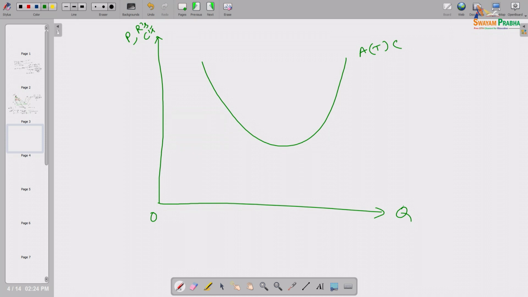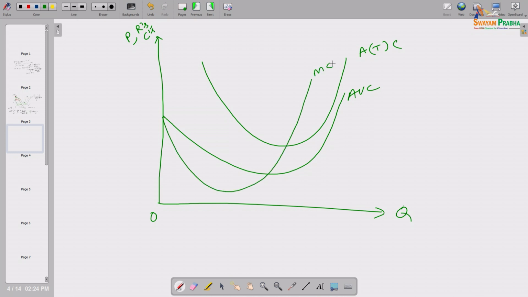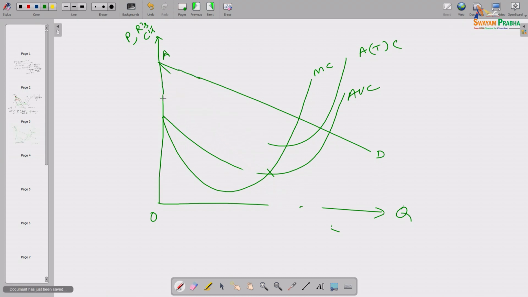Say suppose this is the average variable cost line, it is the short run we are talking about, this is the marginal cost line, right. Suppose this is the demand curve AD, okay, and say this is the MR line. Okay. So, definitely let me draw the MR line a little bit differently. Okay, and suppose this is the MR line.